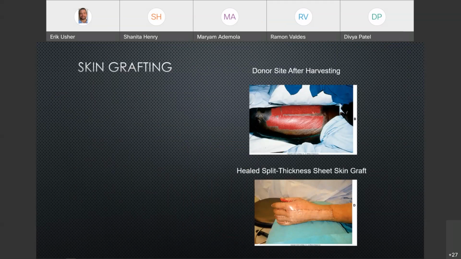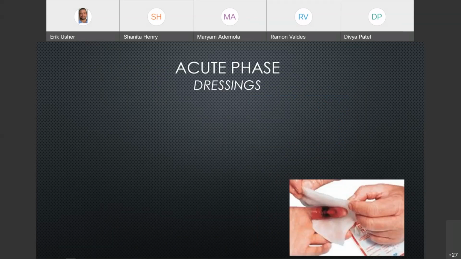Donor site on the top is after harvesting. You can imagine that is going to be profoundly painful. That's why they keep it covered. Again, the air will be very painful with it. It's almost creating a pseudo blister. And on the bottom, you see healed split thickness skin grafting. Again, anatomically and maybe color-wise, it looks a little bit different, but the whole goal is to restore function. I mean, that hand will not be used at all without these grafts. Deep burns cannot heal without the grafts. They may be temporary or permanent.